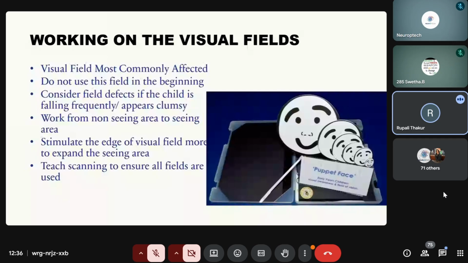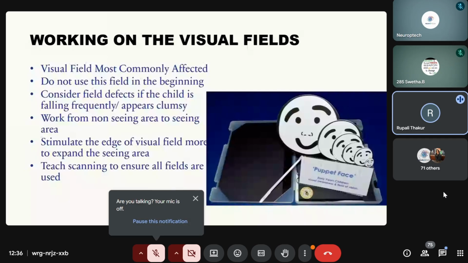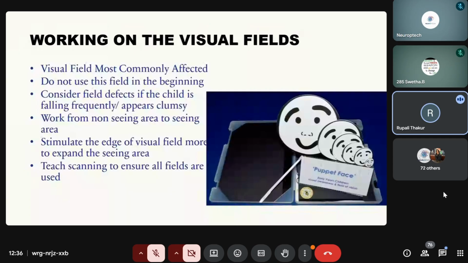You can do the stimulation by holding in one hand or two hands together, and slowly you have to keep the child's head low in the lap, teaching them look here, look there, keeping their head up, on the temporal side, nasal side, and downside. That's how you are going to teach them scanning also.